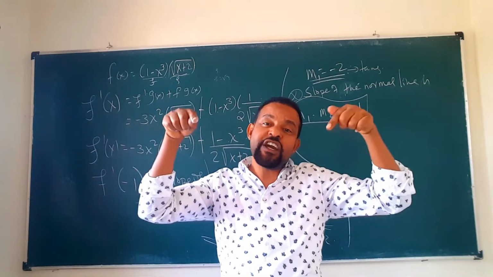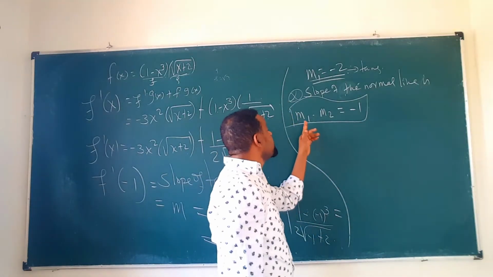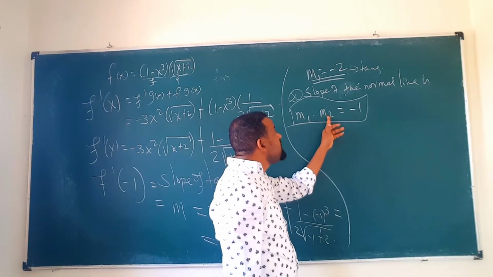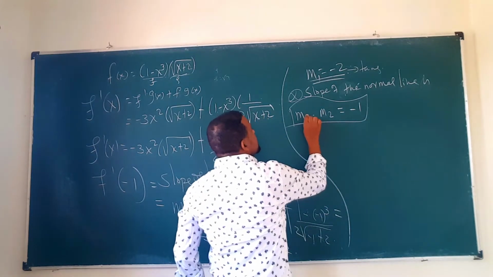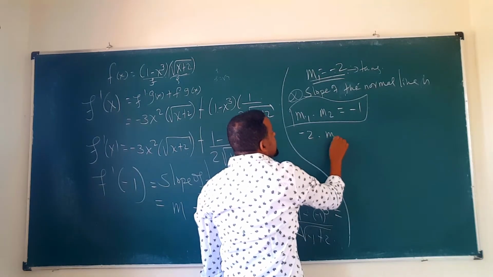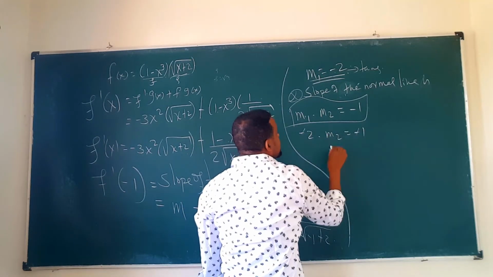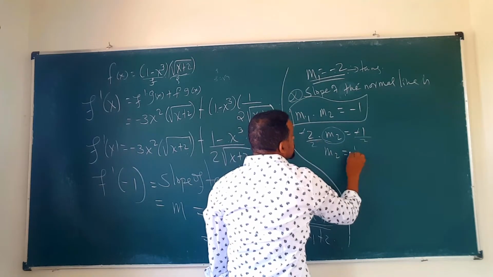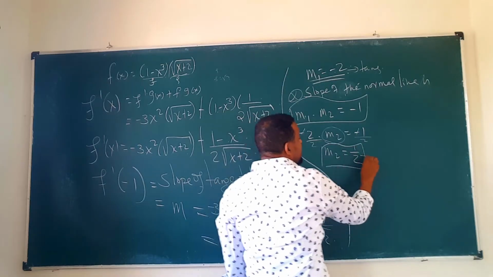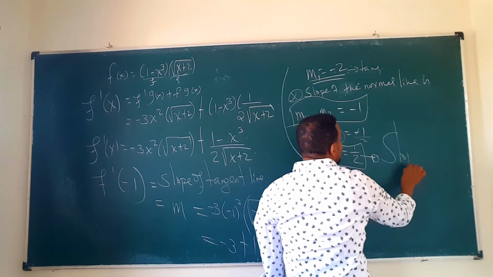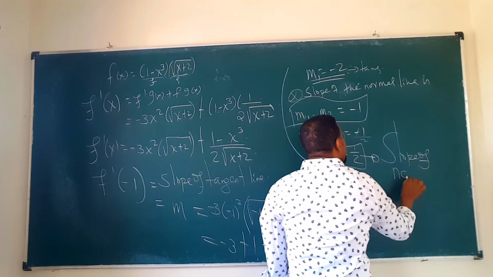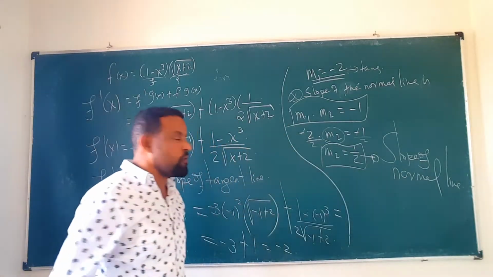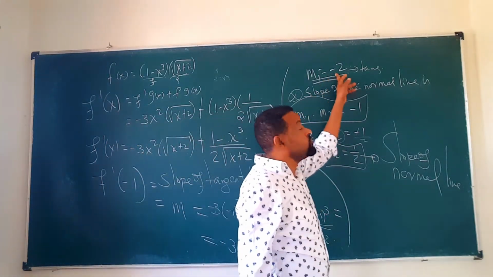Then the product of their slopes is negative 1. So now notice, the slope of the tangent line times the slope of the normal line is negative 1, but the slope of the tangent line is negative 2, so negative 2 times m2 is equal to negative 1. So m2 is equal to negative 1 over negative 2, which is 1 over 2. So 1 over 2 is the slope of the normal line.